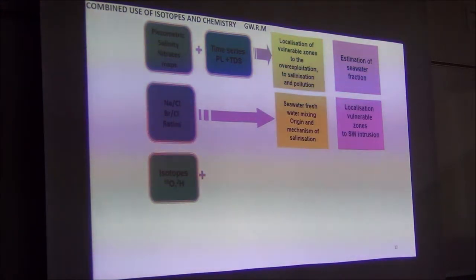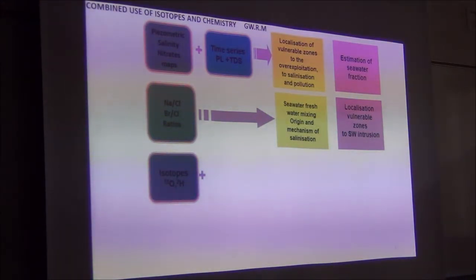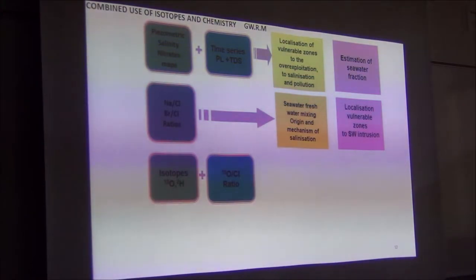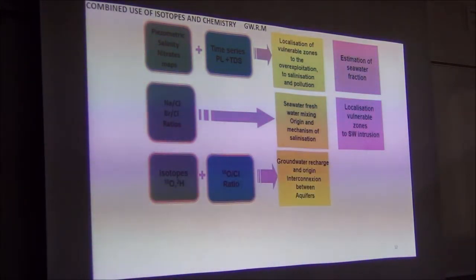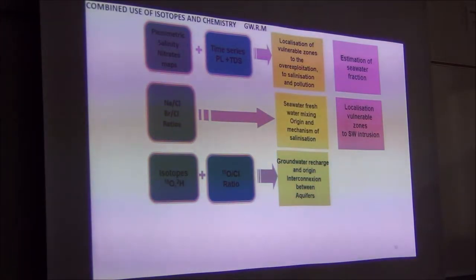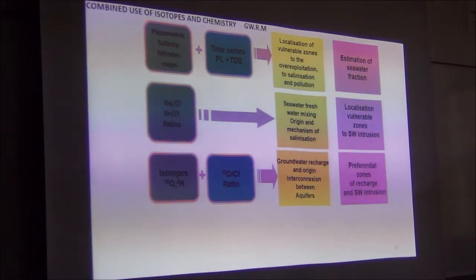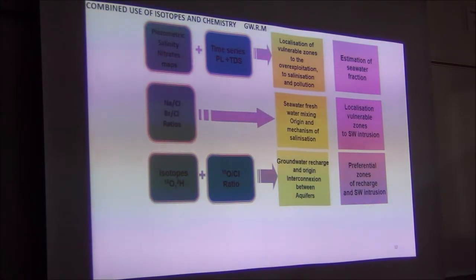The stable isotopes of the water molecule, oxygen 18 and deuterium, along with the ratio of oxygen 18 and chloride, give an idea about the groundwater recharge and origin, the interconnection between aquifers, and the preferential zones of recharge and seawater intrusion.